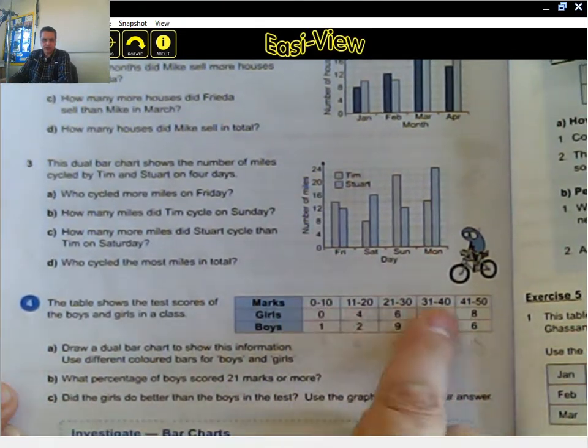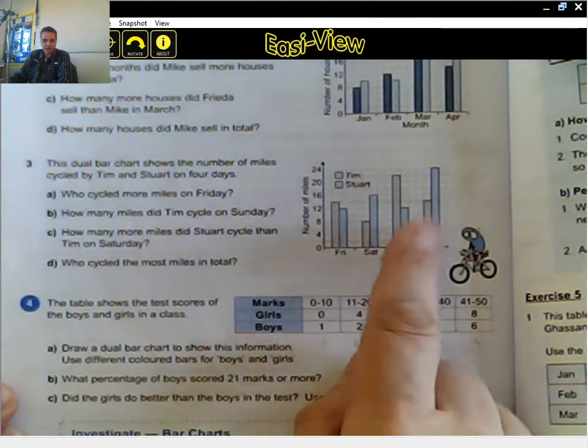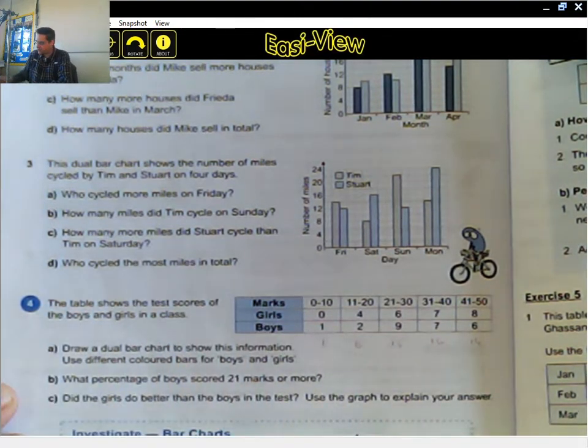So answer question 2, question 3, question 4. They want you to draw this one. It's clearly a bit more involved than that one. So have a little look at the extension questions.